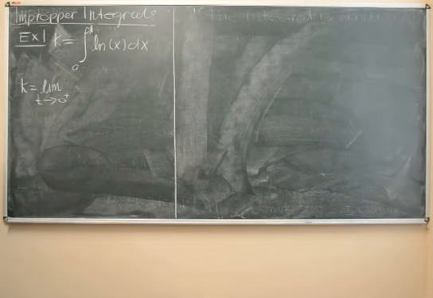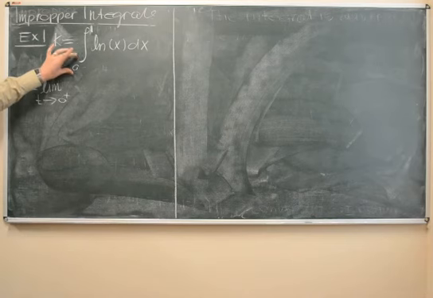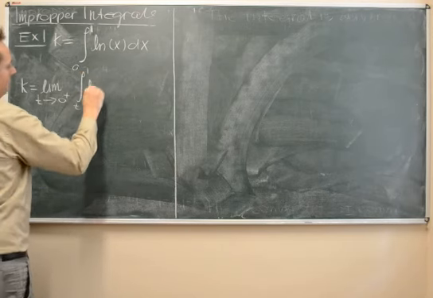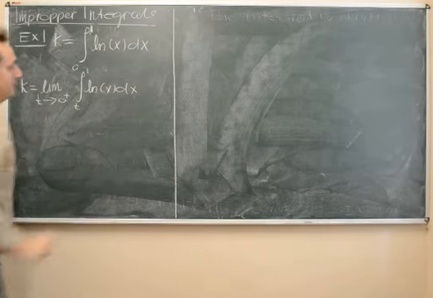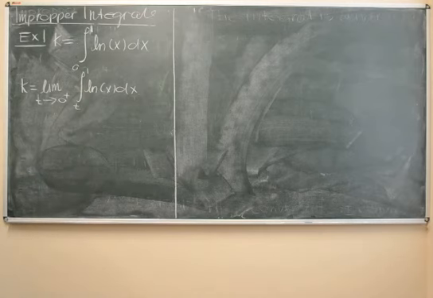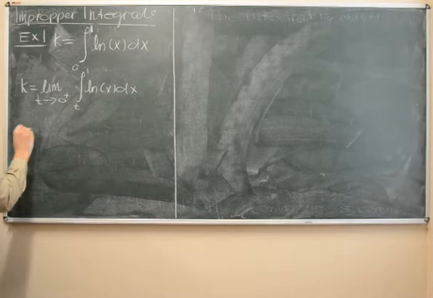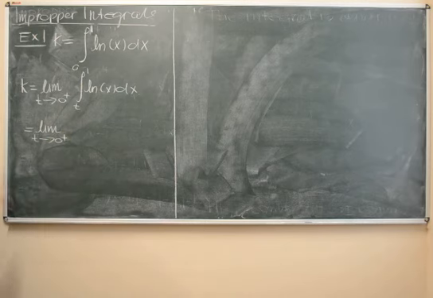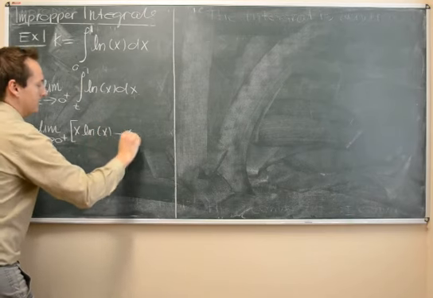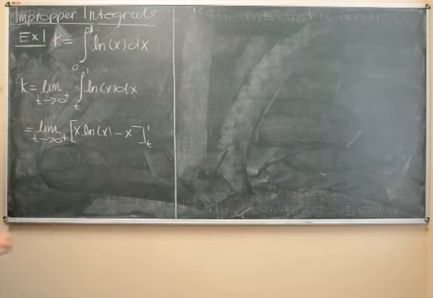So it's a limit as t goes to 0 from the positive side, because the discontinuity sits at 0. And then it's the integral from t to 1 of ln x dx. Now we have to find the antiderivative. To find the antiderivative of ln x, that's just an integration by parts problem. Let's see. That antiderivative will be x ln x minus x.